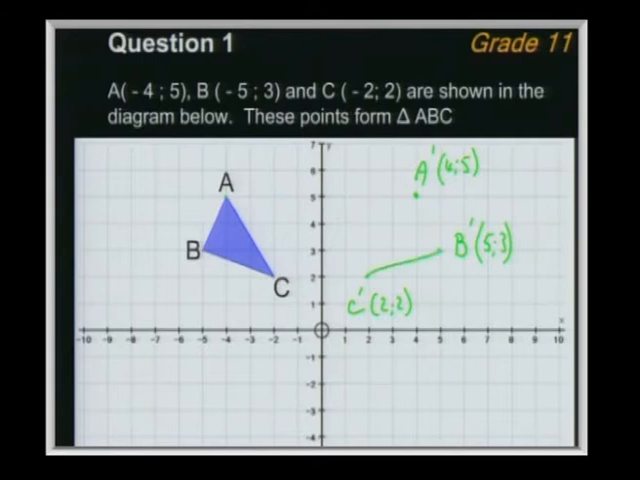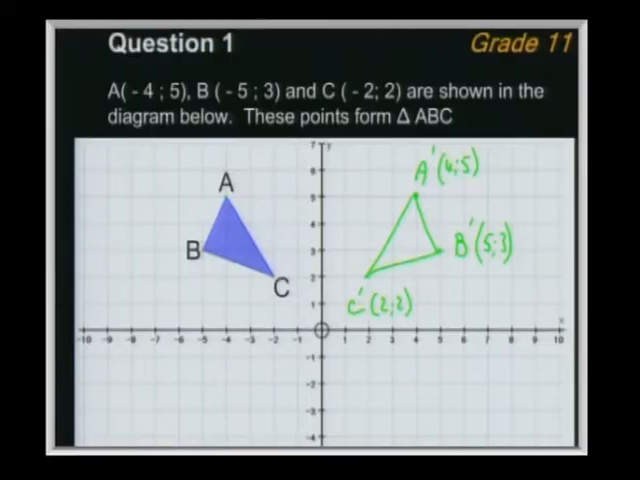What I have to do now is join my vertices up. And what I've done is I've taken the triangle ABC, and I've reflected it around the y-axis to become A dash, B dash, C dash. Have I clearly labeled the vertices, each point? Yes, I have, by using the correct notation for points in a Cartesian plane. Well, that's those 3 marks in the bag. Let's move on.